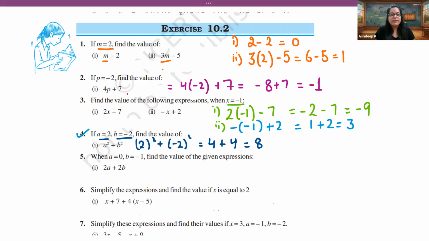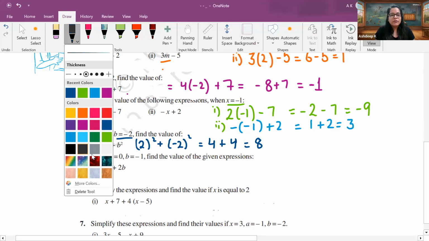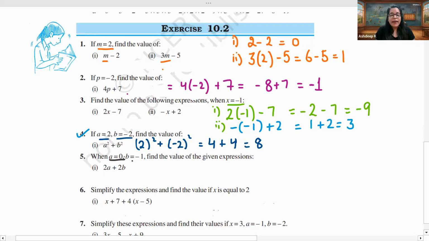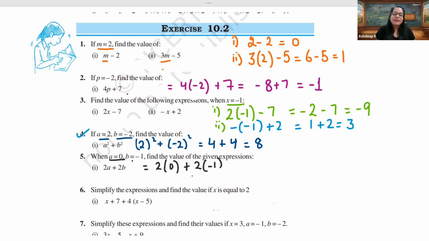Let's come up with the next question. So now we have when a is equal to 0, b is equal to minus 1, we need to find again the value of the expression. Again, it's quite easy. 2a plus 2b. So that would be 2 into 0 plus 2 into minus 1. So 2 into 0 is 0 plus 2 into minus 1. So the answer directly would be minus 2.